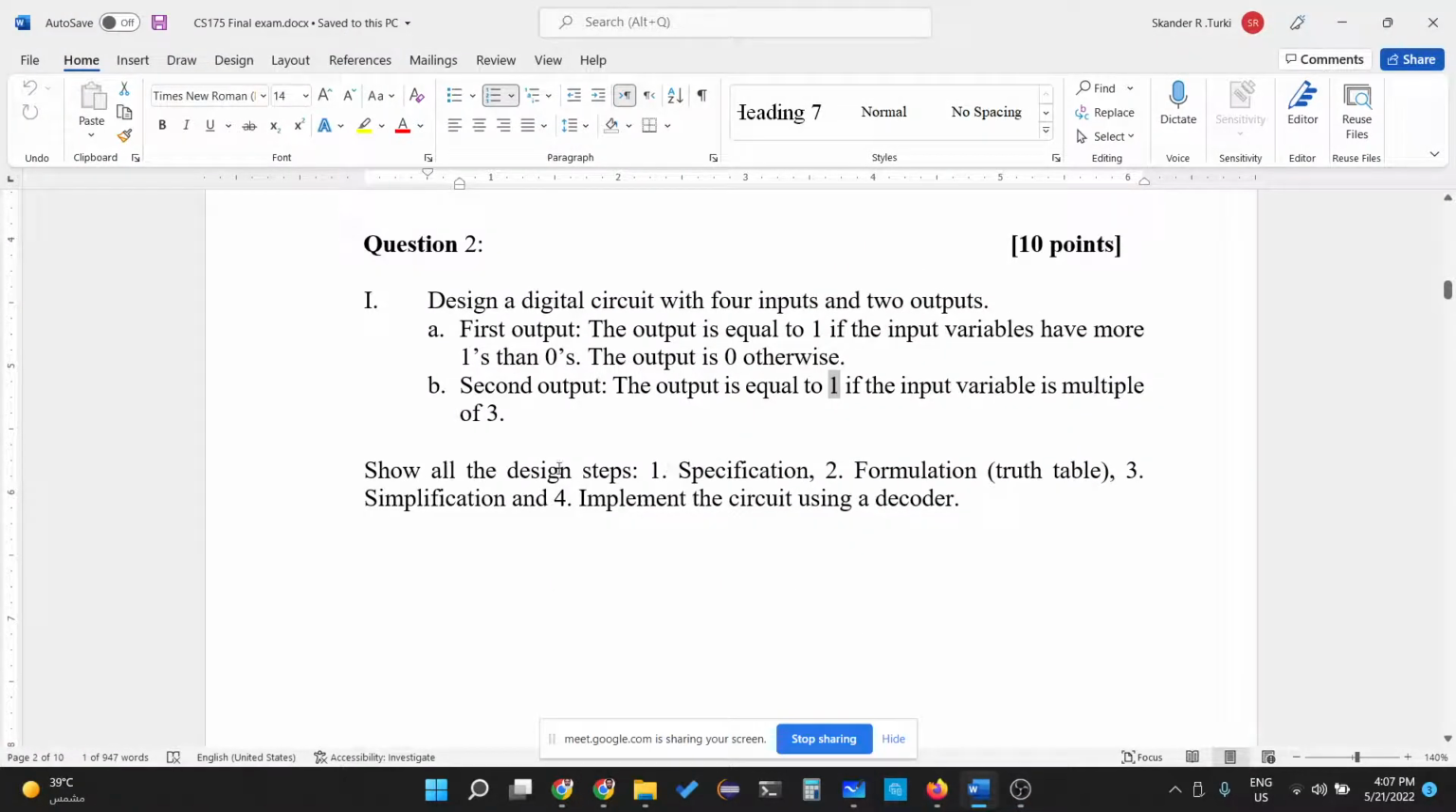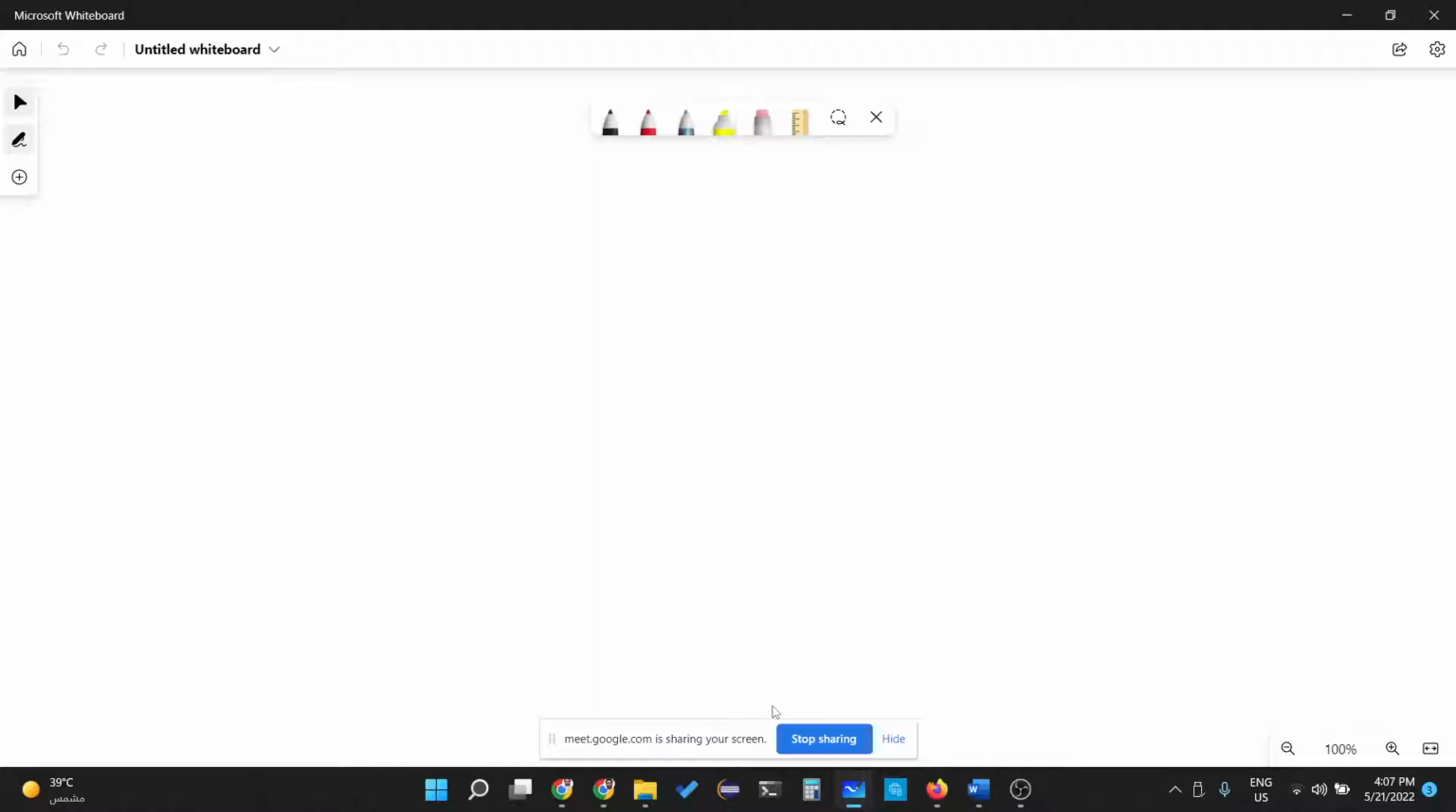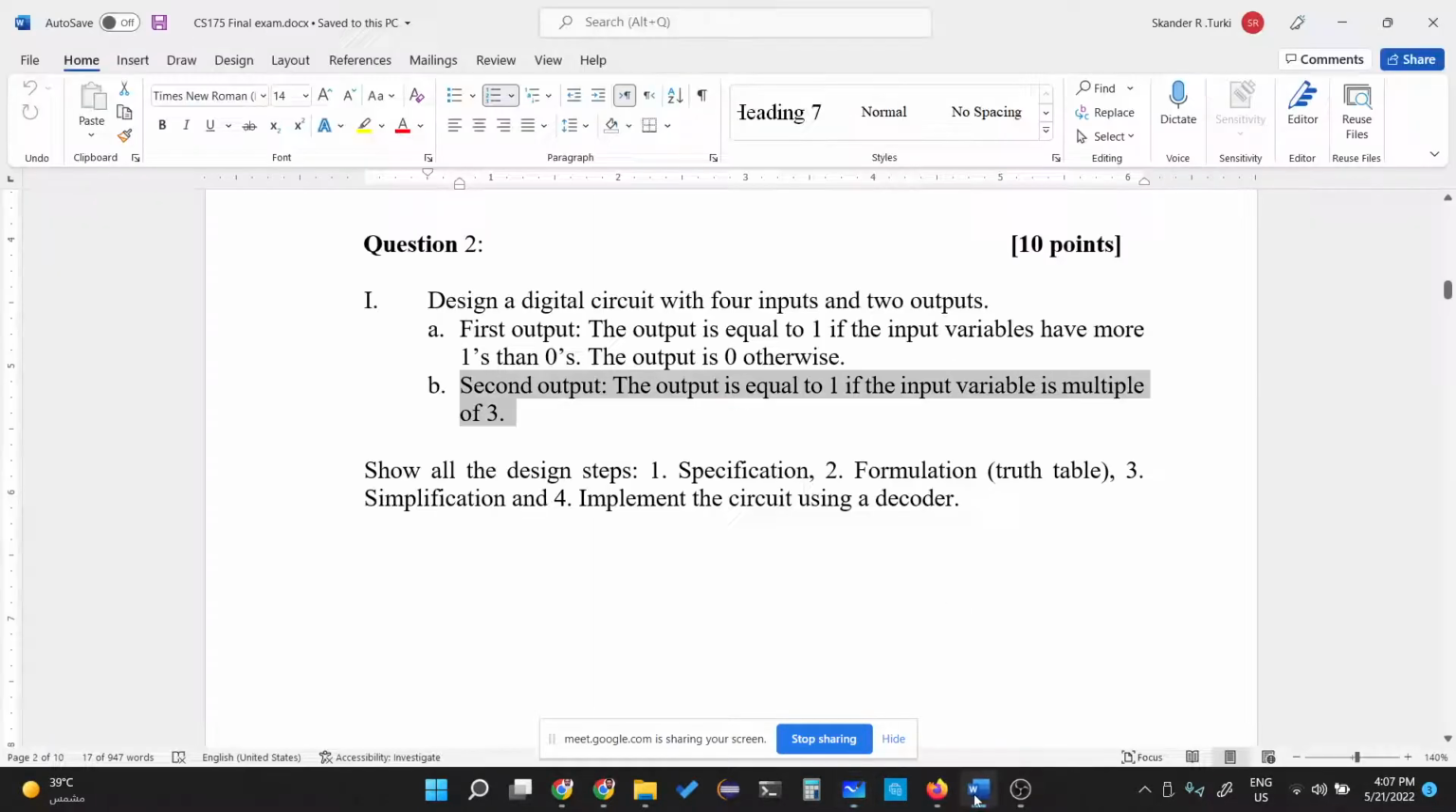Okay, so for the exam of last semester, the second question called the second output. The output is equal to 1 if the input variable is a multiple of 3. Let's look at the general problem: you have something like a converter. You have an input and you will convert this input to an output. Here it gives you the input and where the output should be equal to 1.